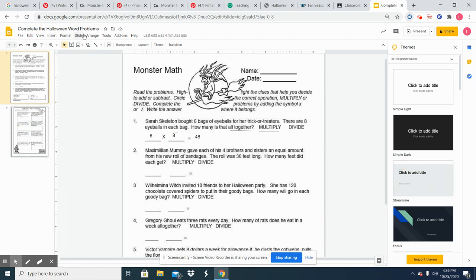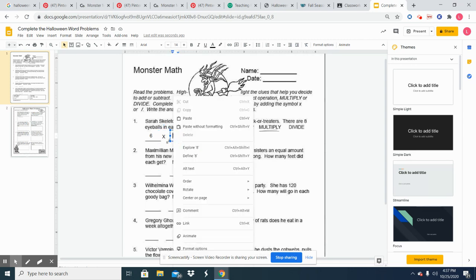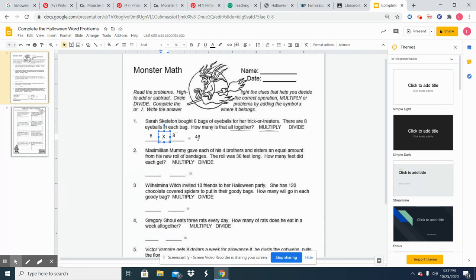So we're going to click on this little line up here, and I'm going to come down and underline multiply. Then I have some text boxes here for you. You'll click on the text box and type your number in. So we had 6, then we put our multiplication sign, and we put in the other number, 8. 6 times 8 equals 48. So we put 48 in after the equal sign.